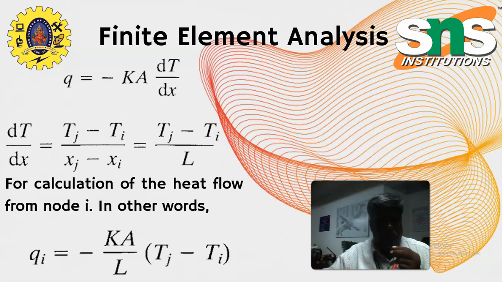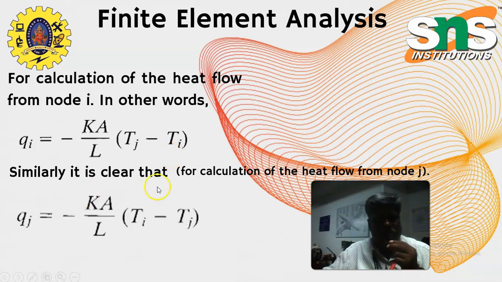Then, for calculating the heat flow from nodal point i, Qi equals minus KA divided by L, applying Fourier's heat law, times Tj minus Ti. Similarly, for the heat flow from node j, Qj equals minus KA divided by L times Ti minus Tj, as per the shape function calculation.